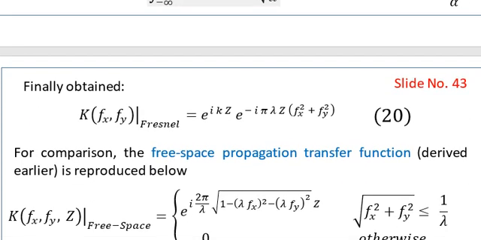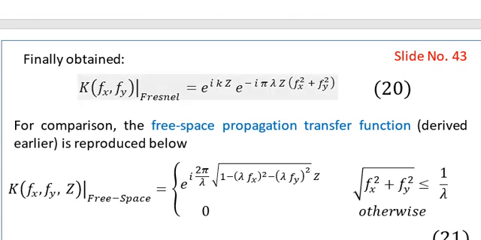and then we can finally obtain the result, that is the transfer function in the Fresnel domain is equal to e to the power iota k z multiplied by e to the power minus iota pi lambda z, and within the bracket we have fx square plus fy square. This is equation number 20.